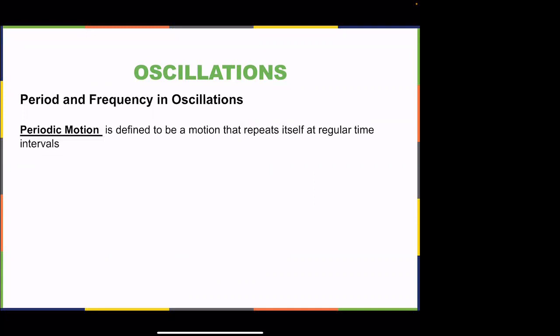Periodic motion. We're dealing with periodic motion in this lesson, and this is something that repeats itself over and over again. So things like clocks, pendulums, springs, anything that repeats itself over and over again, that's considered periodic motion.